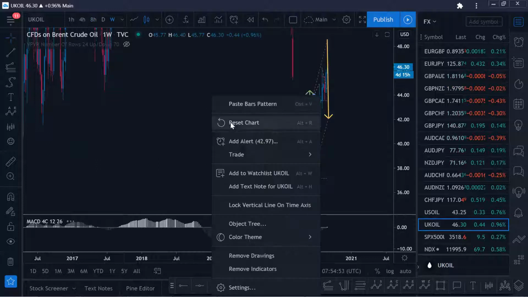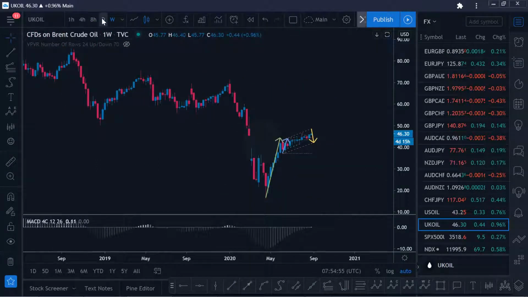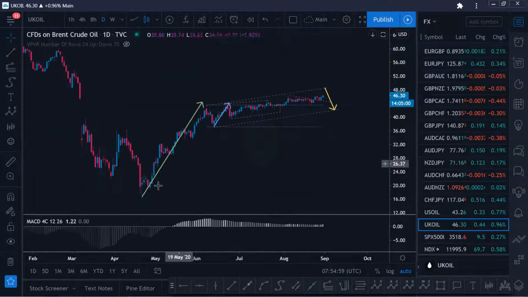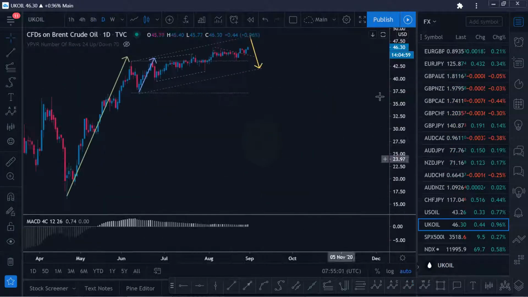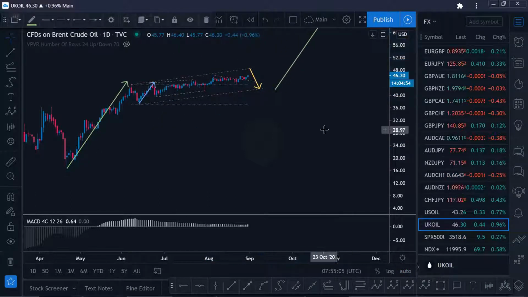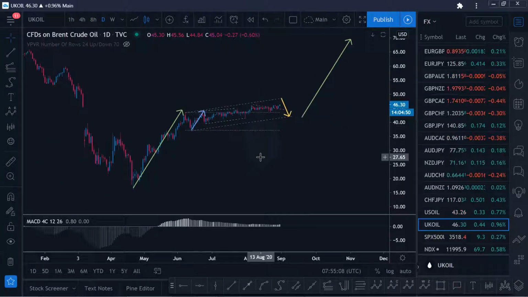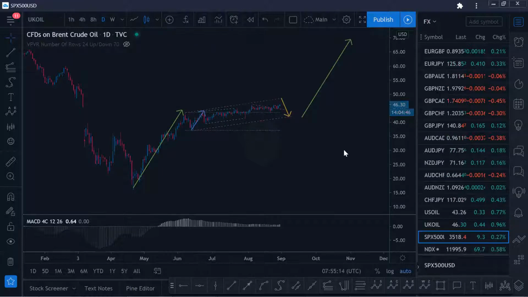Zooming out to the weeklies, you'll see why it's such a good trade. Impulse, correction, impulse, up. Best viewed on the daily. Impulse, correction, impulse. Trading this to the long side. So keep an eye on that as a great long heading into the middle to end of this month.